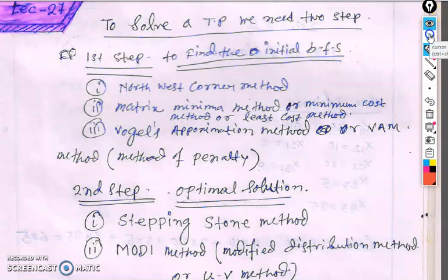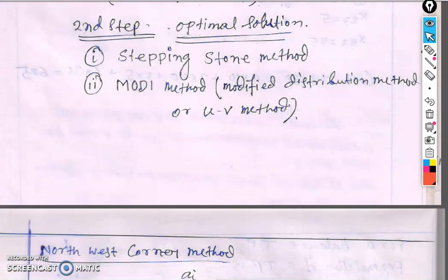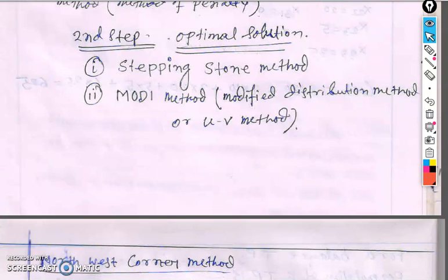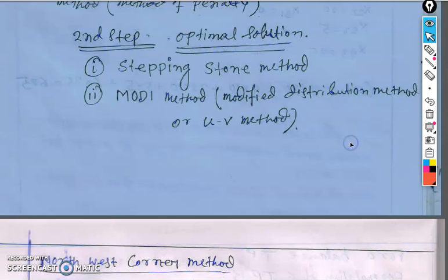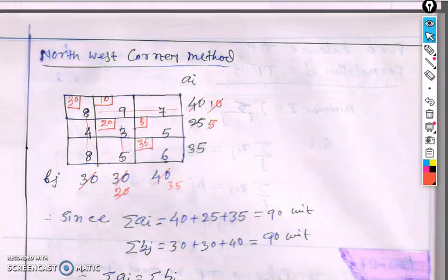The second step is to check whether the solution is optimal or not. You can check this using two different methods. One is the stepping stone method, another is the MODI method. The full form of MODI method is modified distribution method, also known as the UV method. In this lecture, we start to learn to find the initial basic feasible solution using the northwest corner method.